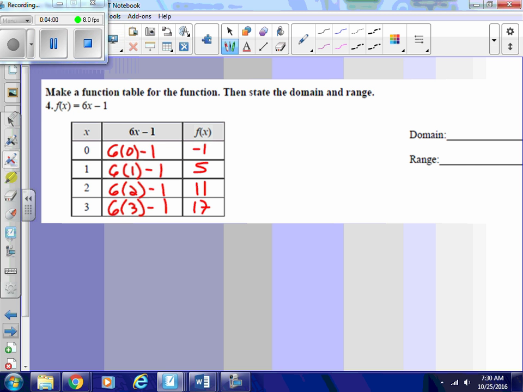Well, our domain are all of our x values, which are 0, 1, 2, and 3. And our range are the f of x or the y values, which are negative 1, 5, 11, and 17.